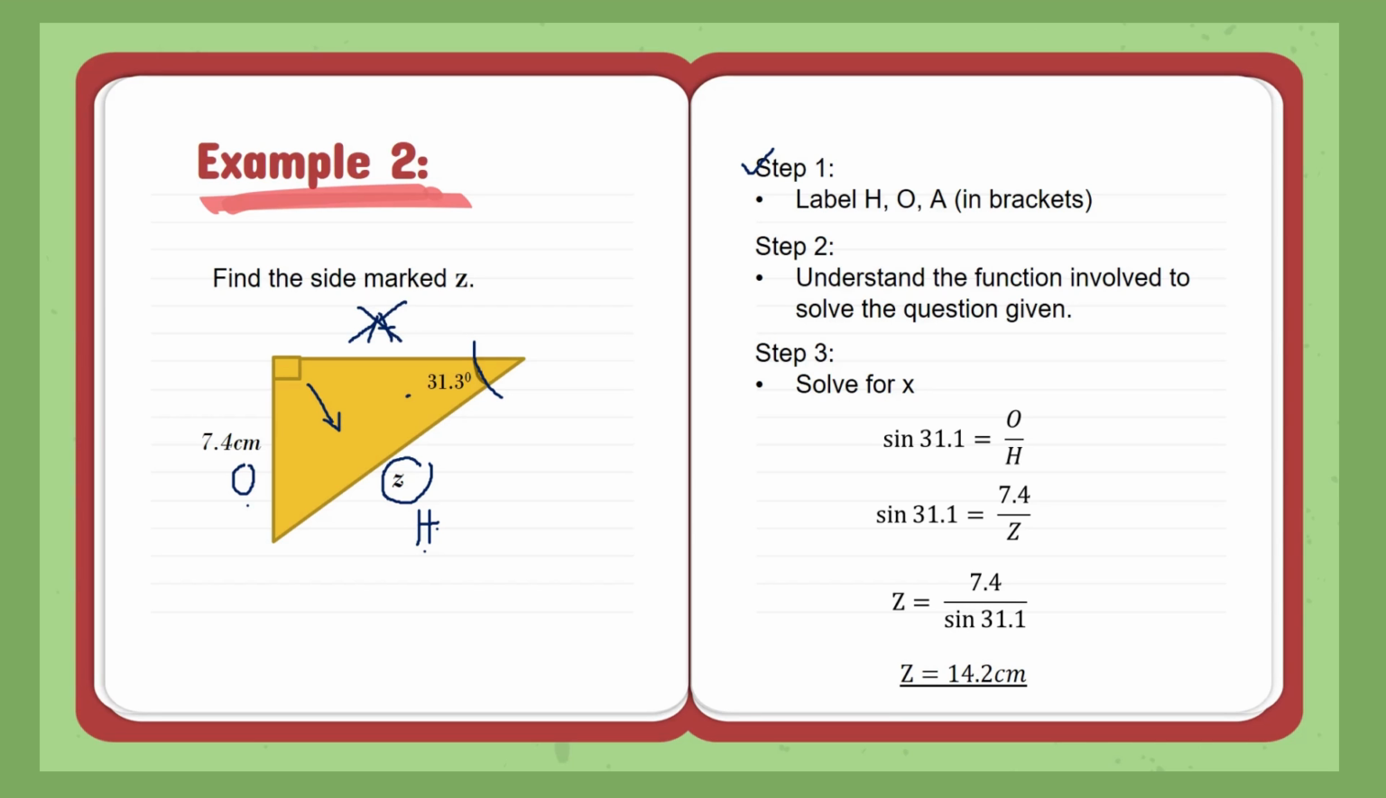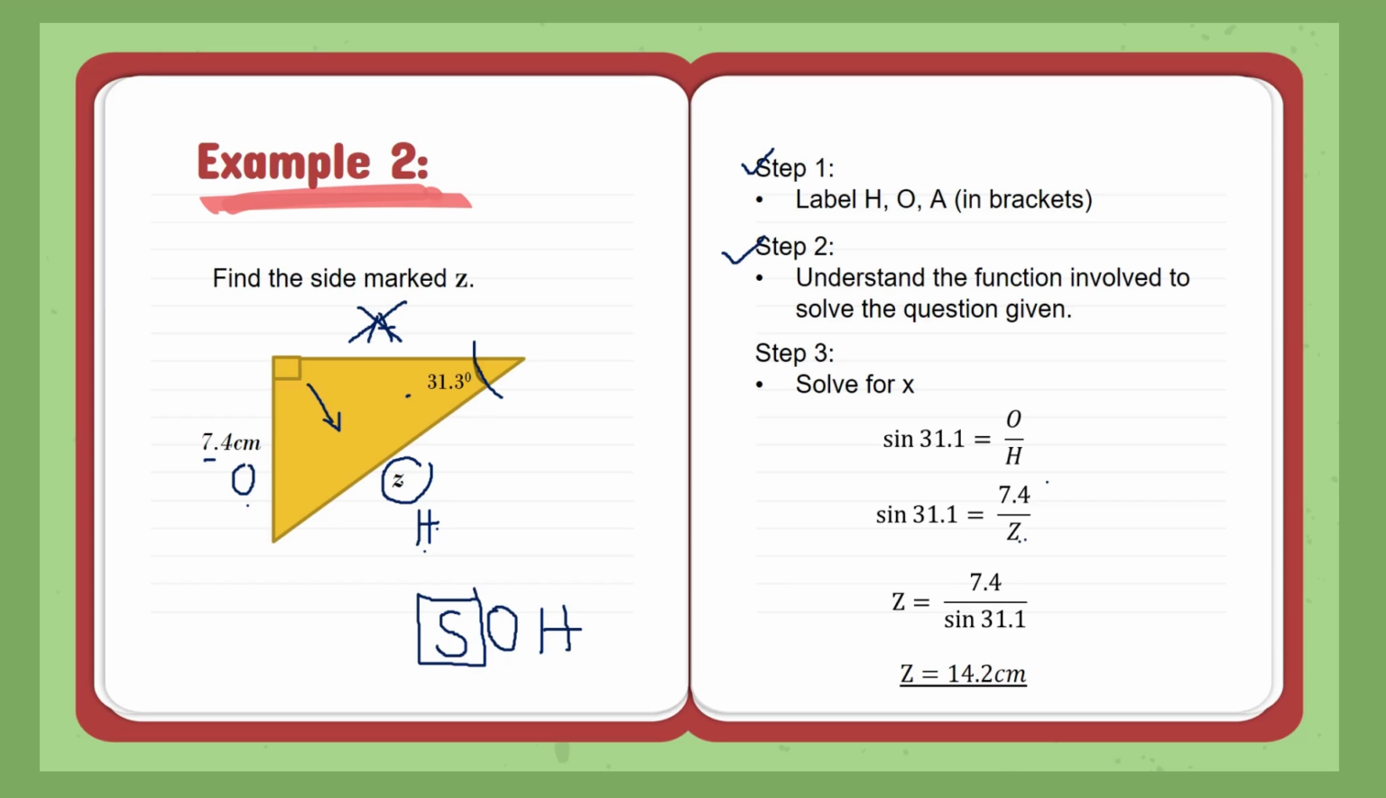So now we have to choose the function that we are going to use. That is the function which involves opposite and hypotenuse. So we understand that it is SOH, which is opposite and hypotenuse. So we are going to use sine. Sine 31.3 is equal to opposite over hypotenuse. Opposite is 7.4, we already know, and we have to find the hypotenuse, which is Z.